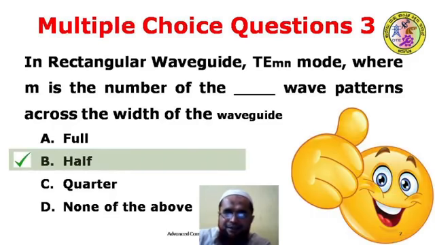Half wave. I already told you, one complete wave comprises two half waves. In a rectangular waveguide, one complete wave means two half waves. So we are going to take the radiation in terms of half waves, not full wave.